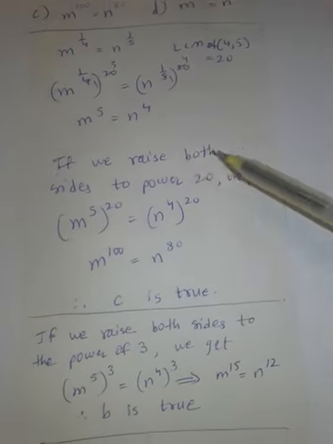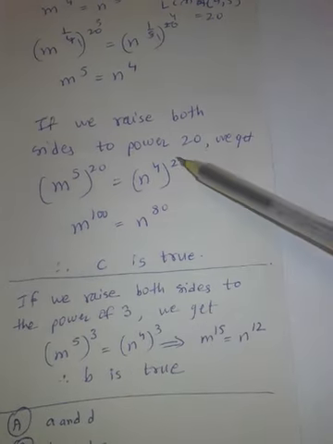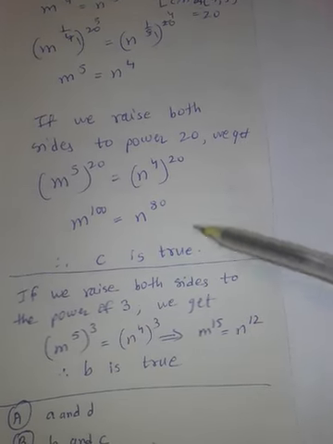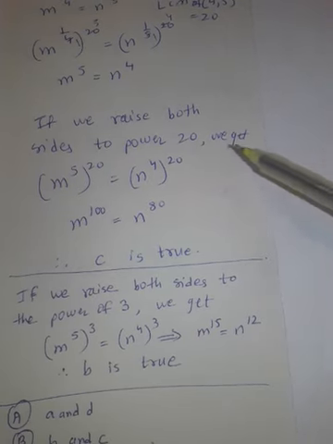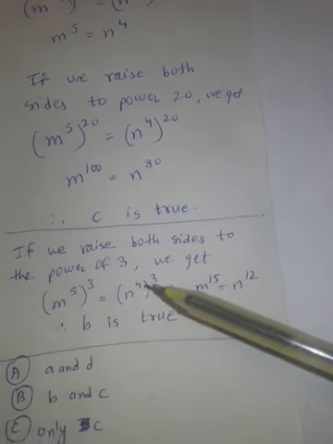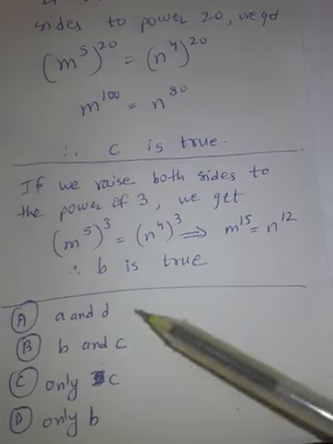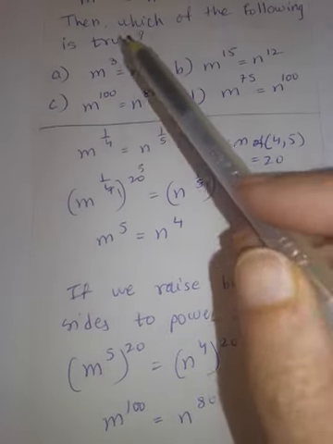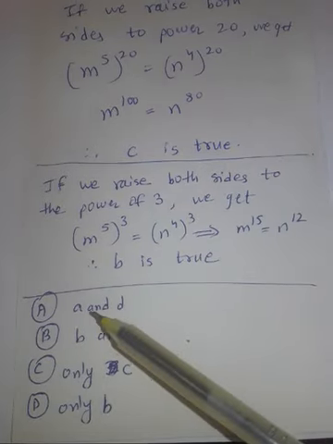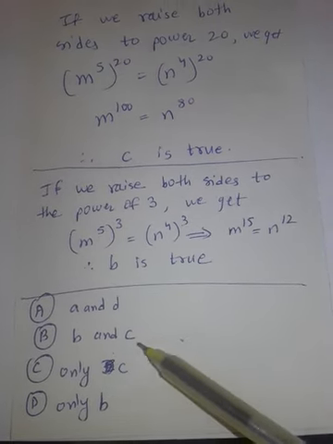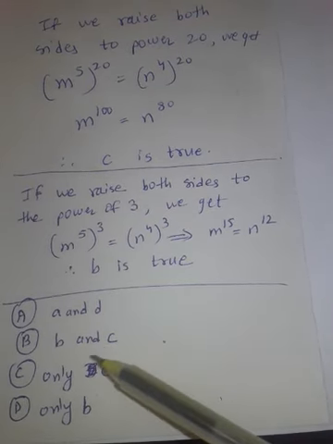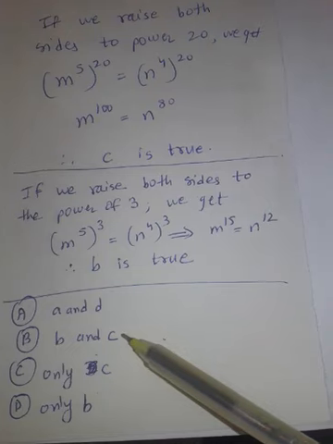See, I have solved it here. How C is true and how B is true, that I have shown here. You can pause the video and see the explanation. So definitely B and C are true, and you will get options something like this. The question is: which one of these is true? And your options will be something like this: A and D are true. B and C are true. Only C is true. Only B is true. But here B and C both are true, so you need to mark this.